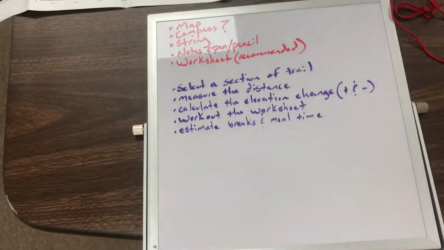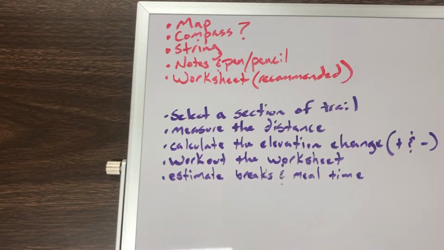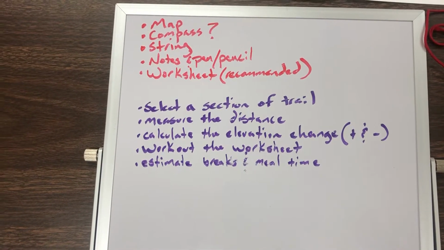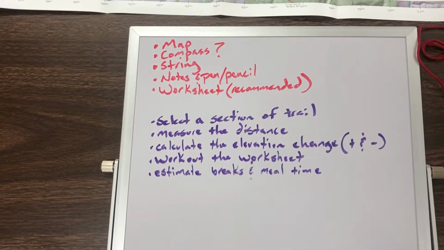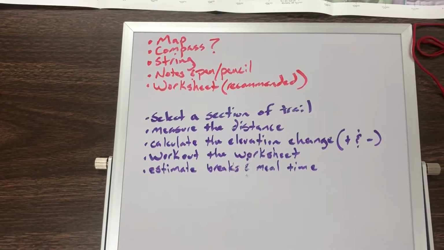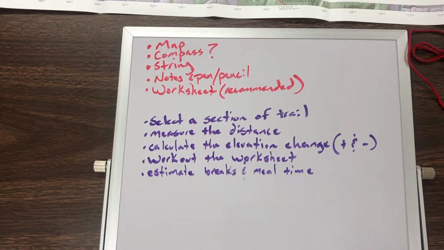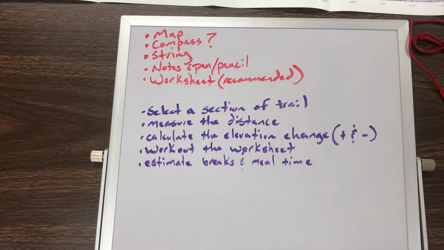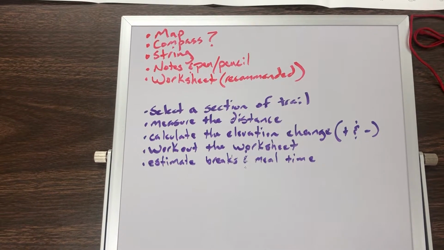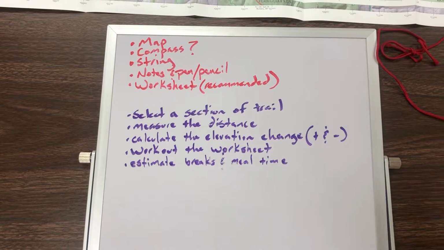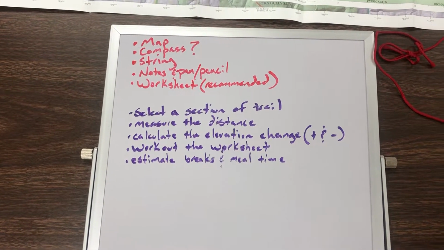So coming back here, I'm going to select a trail. So I'm doing some research ahead of that. I shouldn't just show up at a random trailhead. I'm going to pick one and make my plan off of it. I'm going to estimate the time. I'm going to calculate the elevation change, the plus and the minus. I'm going to bring all that to my worksheet, and then I'm going to estimate the breaks and meal time.